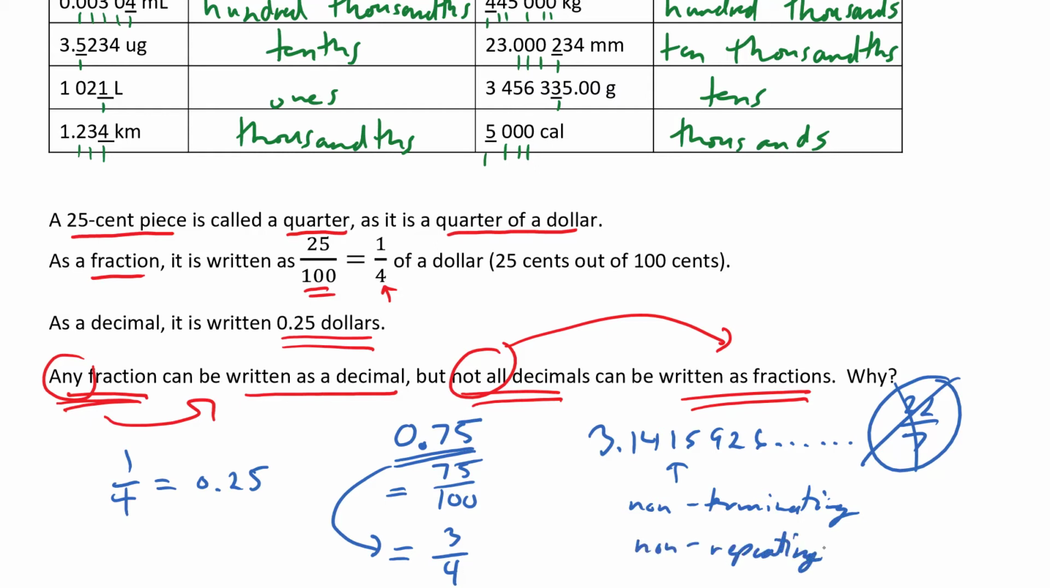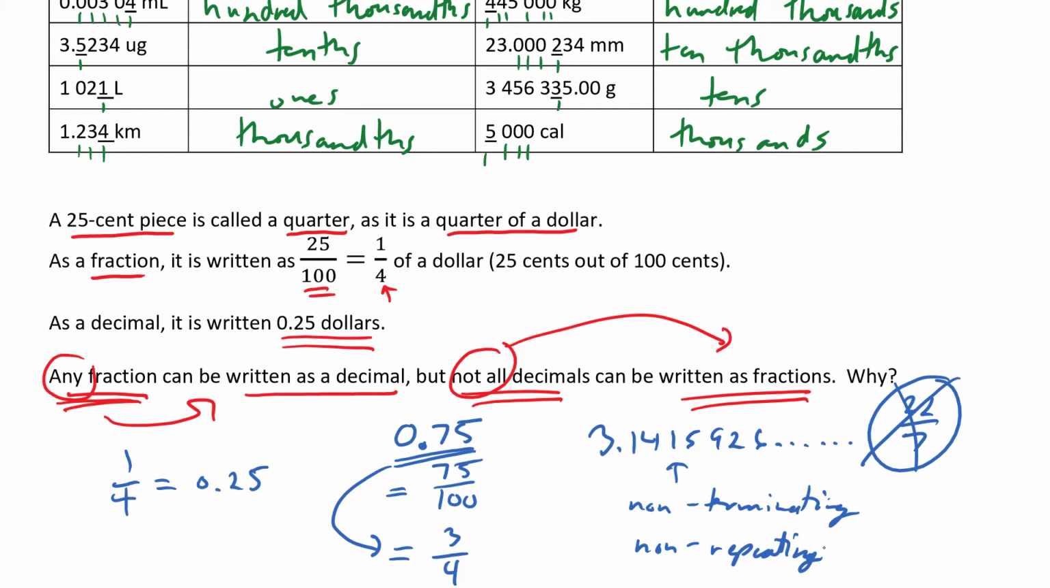That's important. So something like 0.66666666666 off to infinity, that is non-terminating. But we can write that as a fraction of 2 over 3. Why? Because it is repeating. 3.1415926, so on and so forth. It is non-terminating. It is non-repeating. So it is called an irrational number. It cannot be expressed as a fraction.